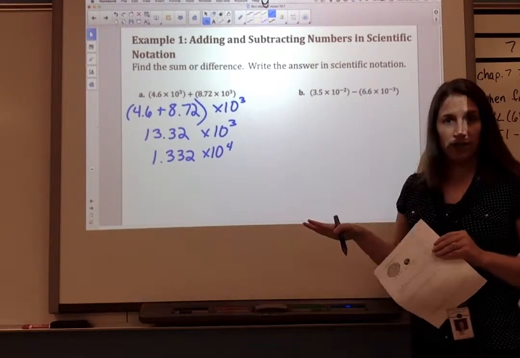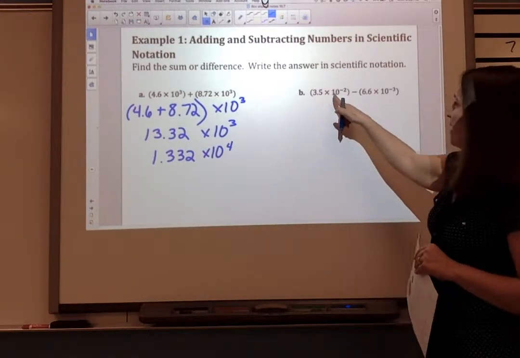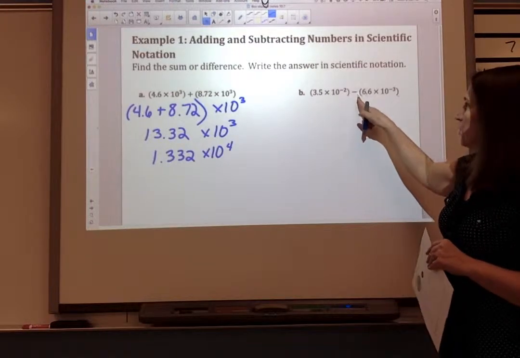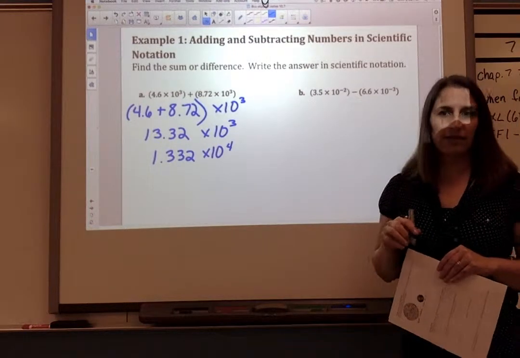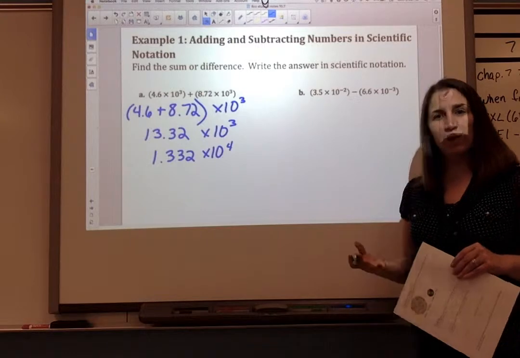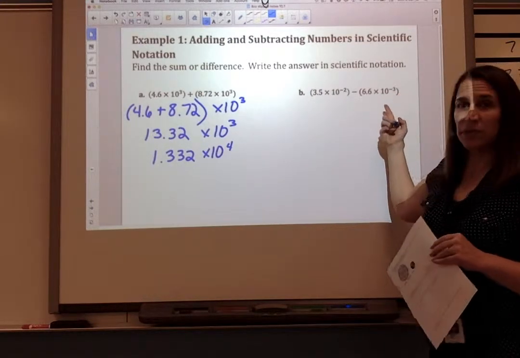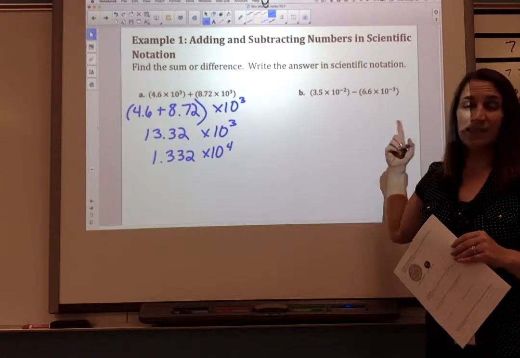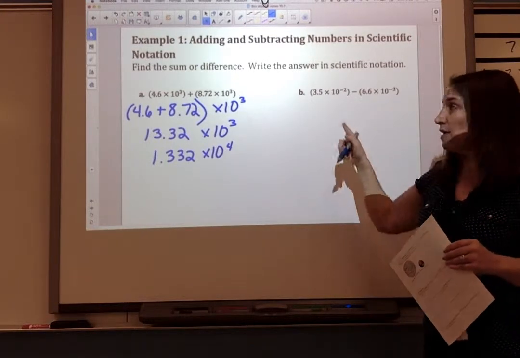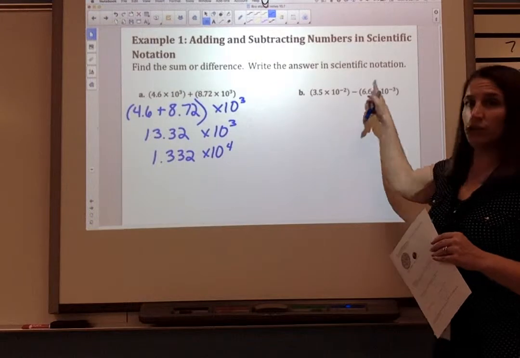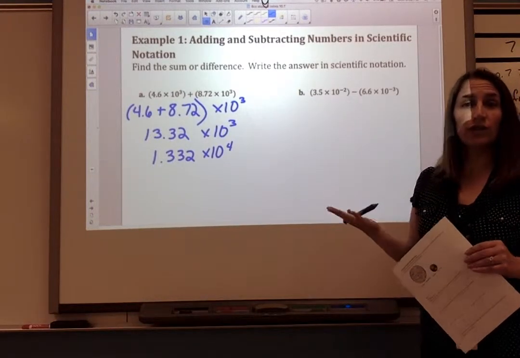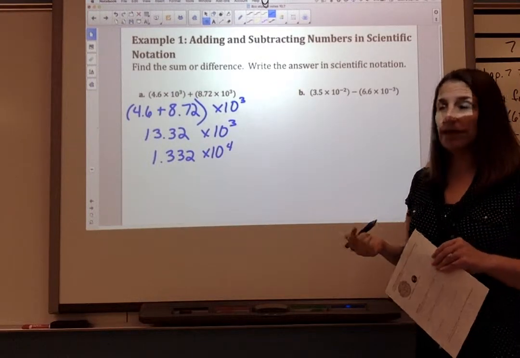Here we have a subtraction example. We have 3.5 times 10 to the negative 2, and we're subtracting 6.6 times 10 to the negative 3. Now remember, when we're thinking about negative exponents, the larger the absolute value of that negative exponent is, the smaller the number is. So this first number is larger, and the second number is smaller. So we should have a positive difference.